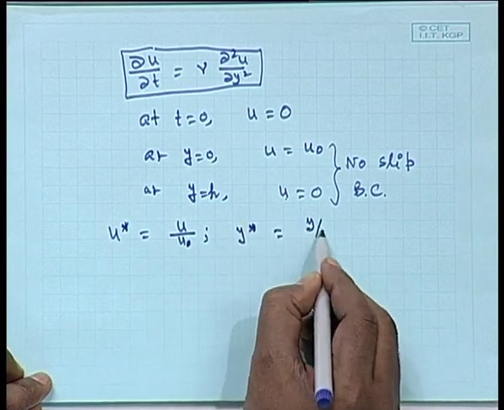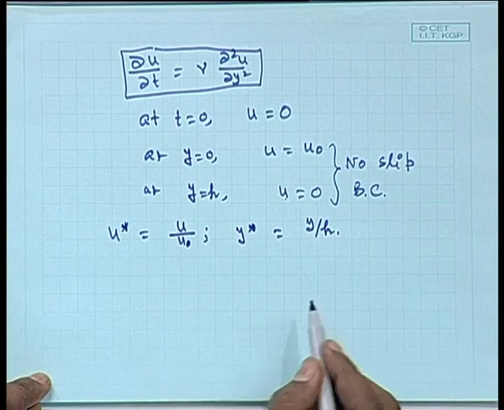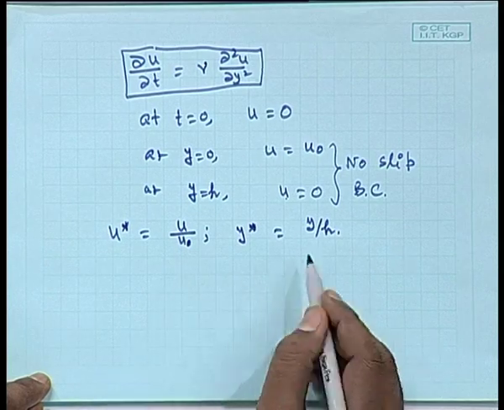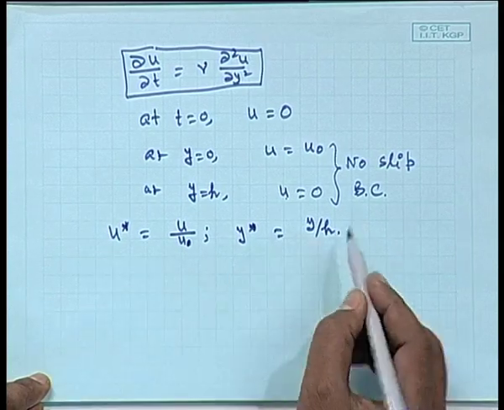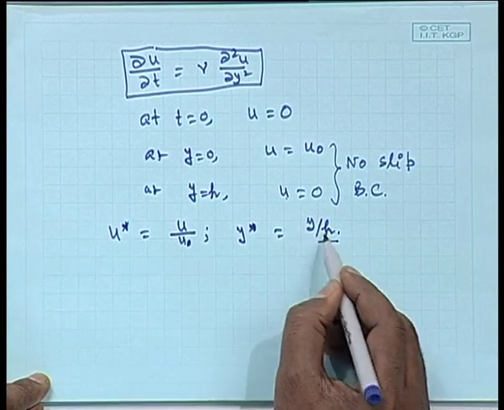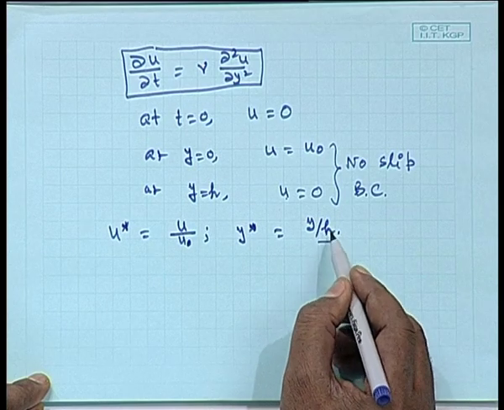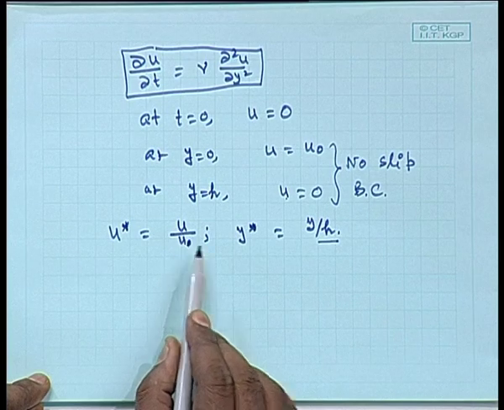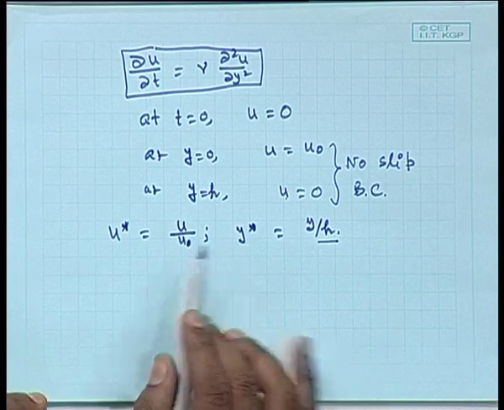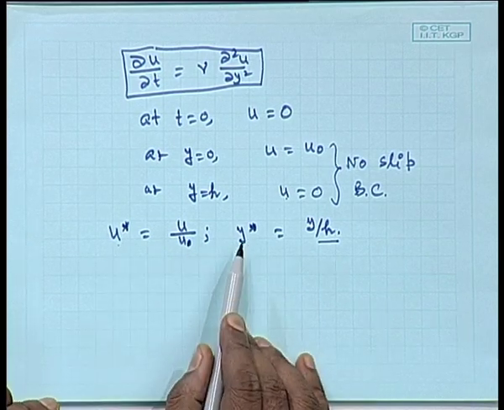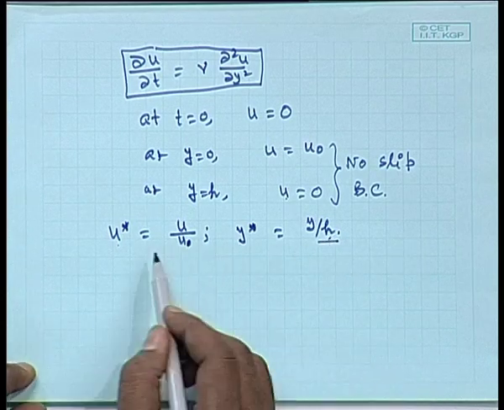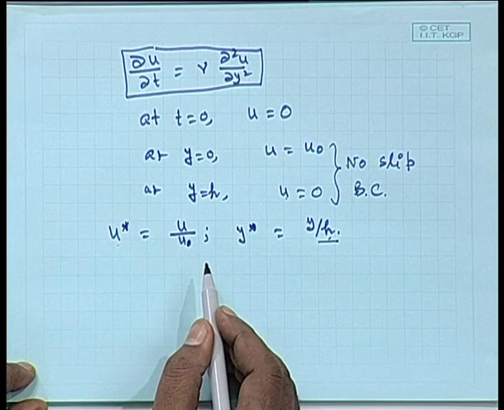y star is y by h, okay. And t star we do not know what it is; we will look into it in a moment. Because the dimension in the y direction, h, is known, and this velocity u_0 is known to you, it is safe to make u star and y star non-dimensional with respect to the known quantities. Now, let us see what the non-dimensional t will be.